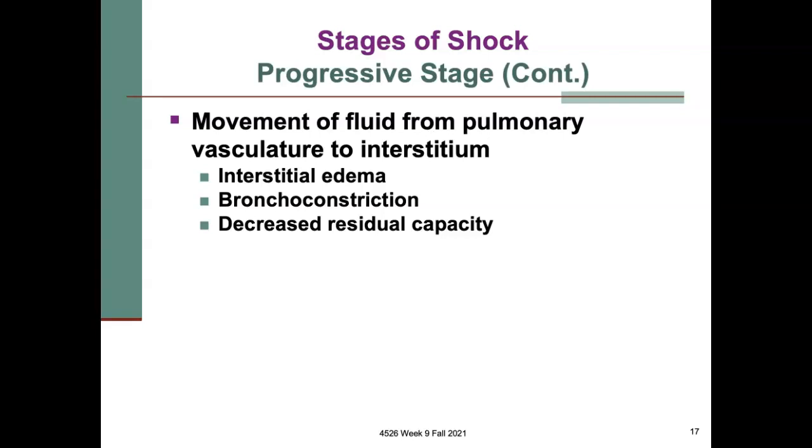Another key response in the lungs is the movement of fluid from the pulmonary vasculature into the interstitial space. As capillary permeability increases, the movement of fluid to the interstitial spaces results in interstitial edema, bronchoconstriction, and a decrease in functional residual capacity. So again, all these things are happening in the lungs as a result of the compensatory mechanisms being overwhelmed and unable to respond to the shock.